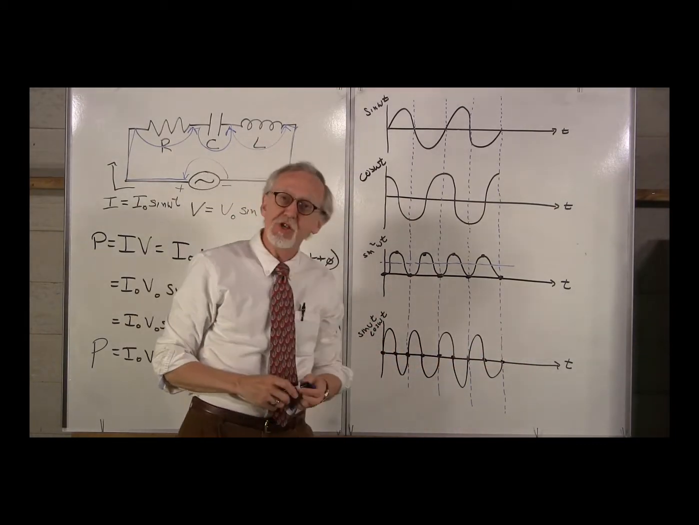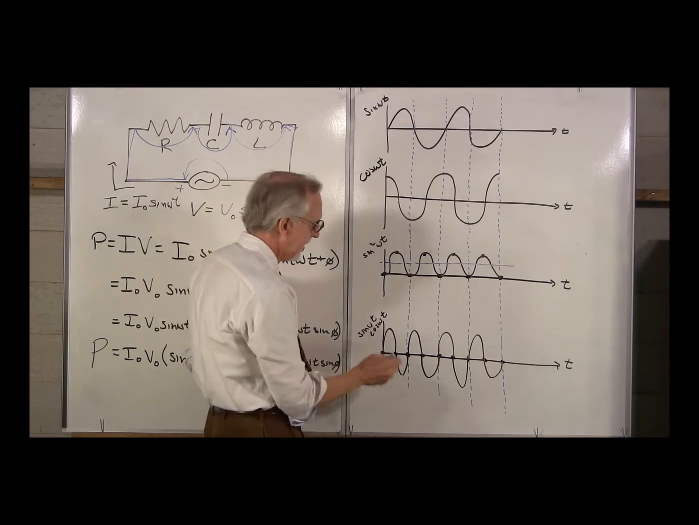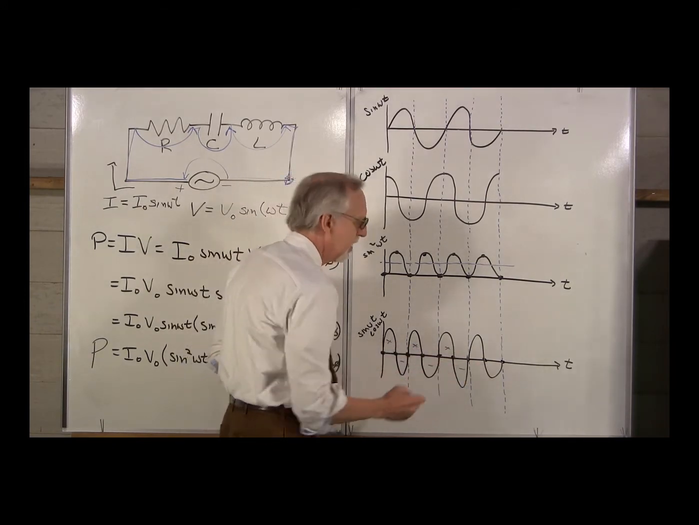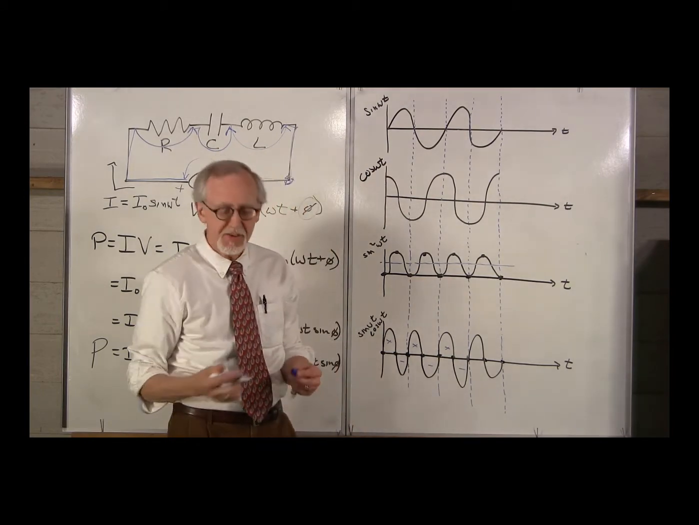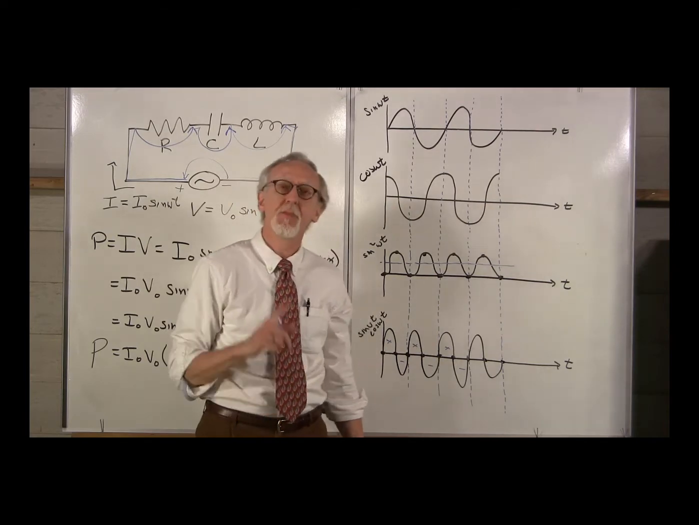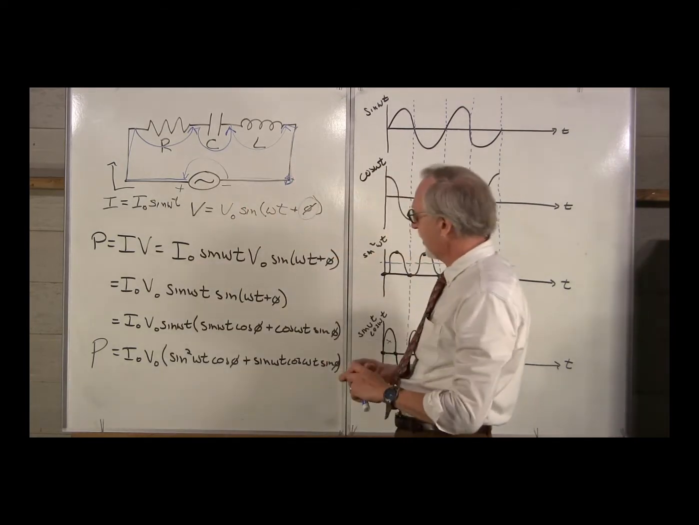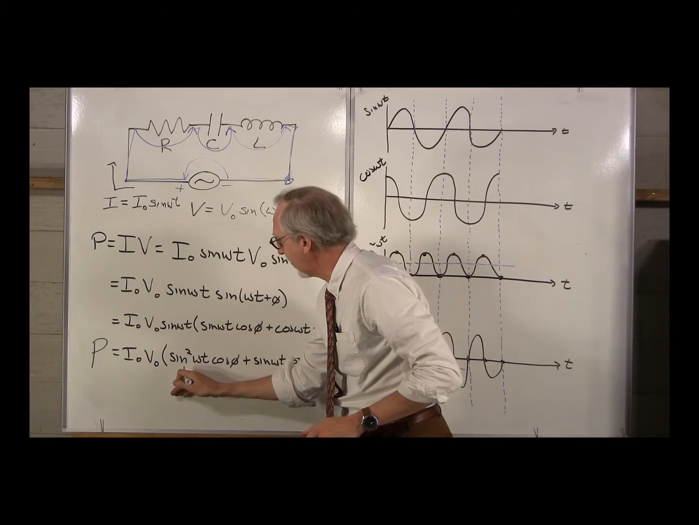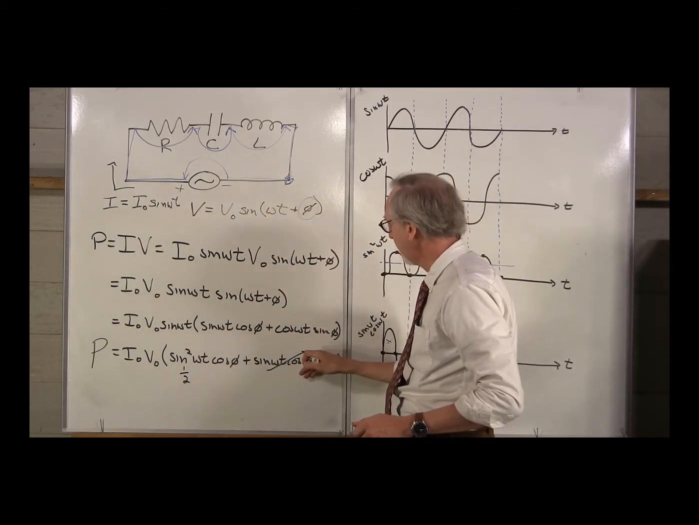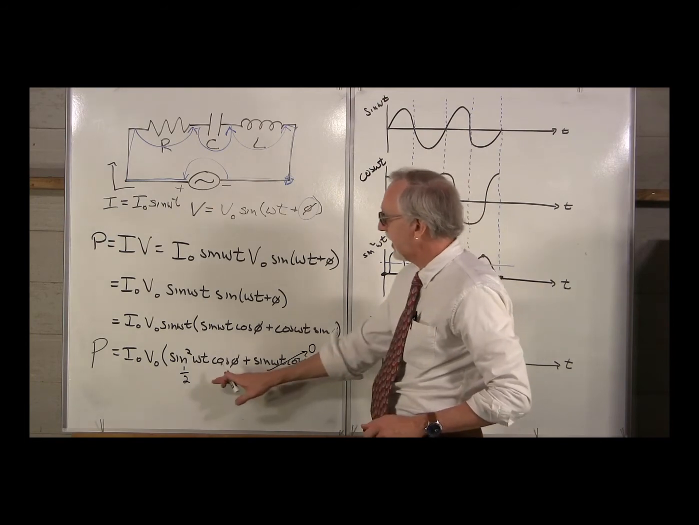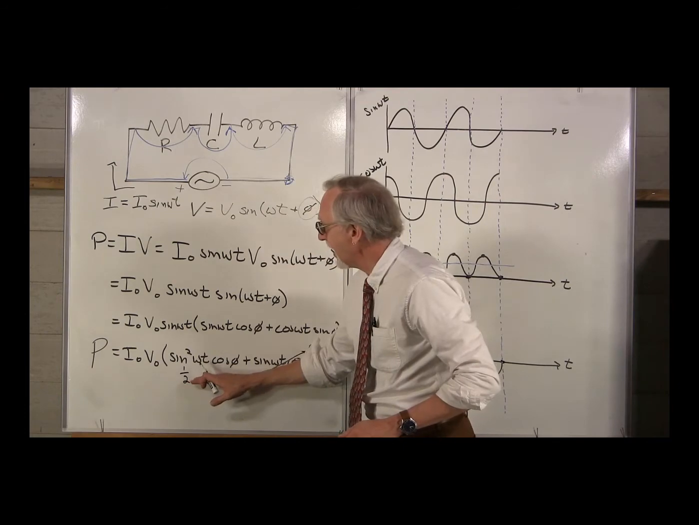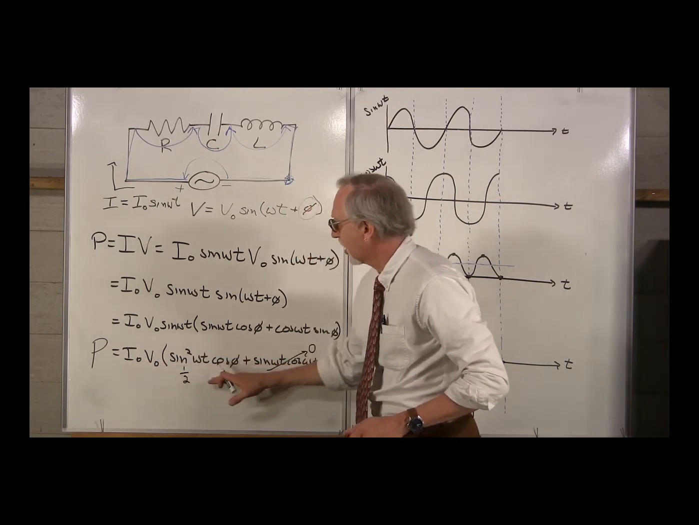What's the average of that? In this case, we've got positive, negative, positive, negative, positive, negative. We have just as much positive as negative. What's the average? The average is 0. Very good. What did we end up with? The average of sine squared is 1/2, while the average of sine cos is 0. That leaves us with the average power is 1/2 I naught V naught cos phi.